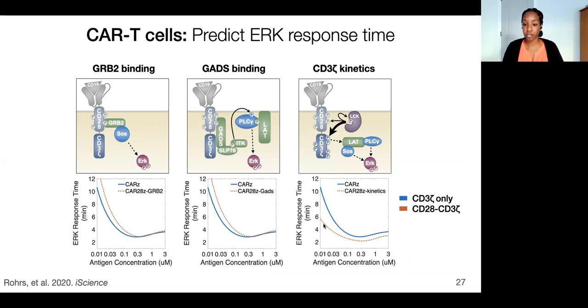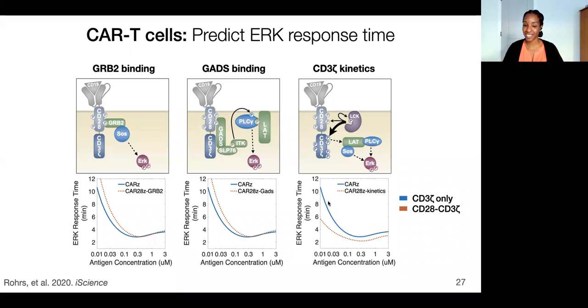And that's in stark comparison to the results that we predict when we have enhanced phosphorylation rate of CD3 zeta due to the presence of CD28. And here, for all of the antigen concentrations that we simulated, the CD28 curve is below the CD3 zeta only curve, which means that it's speeding up the ERK response time, so smaller ERK response times.